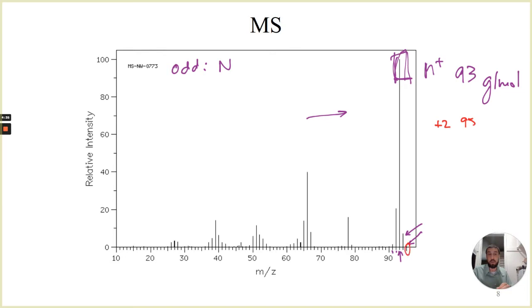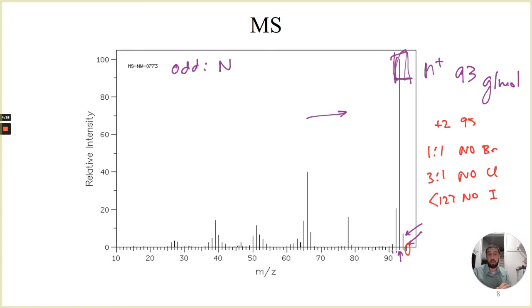Okay, that peak, almost non-existent. So it's not 1-to-1, which means no bromine. It's not 3-to-1, which means no chlorine. The mass is lower than 127, which means no iodine. Okay? So really all we've got is that we've got an odd nitrogen. If that's all you get out of mass spec, that's really good.